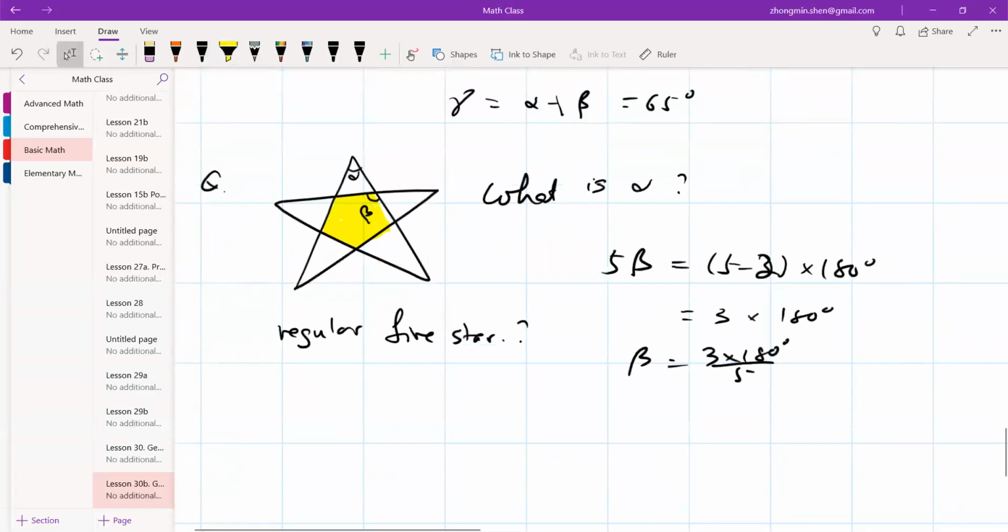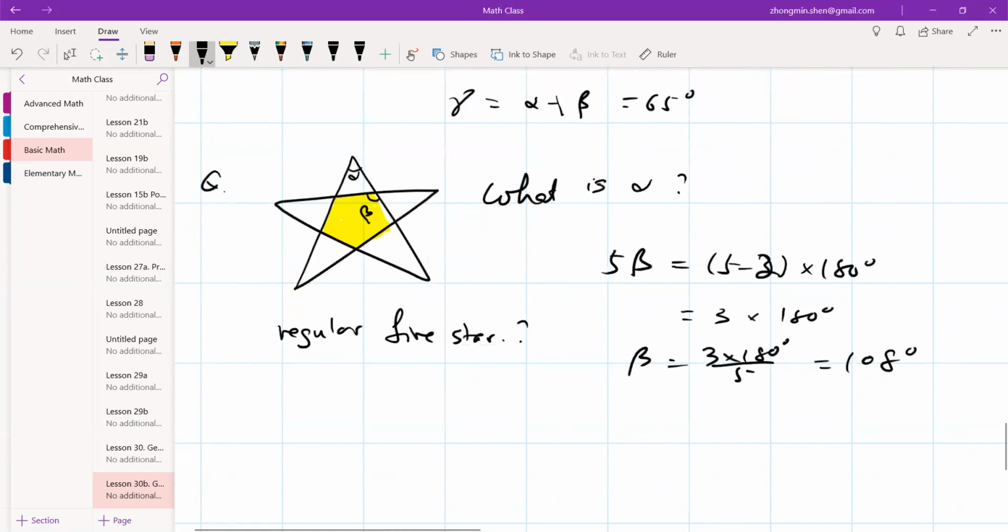Let's see what the angle is. We calculate 3 times 180 divided by 5, 108 degrees. So now you get beta, right? This is a complicated problem, but step by step.